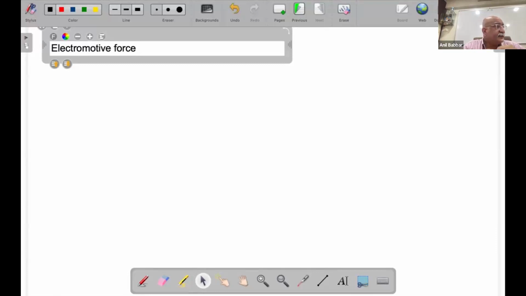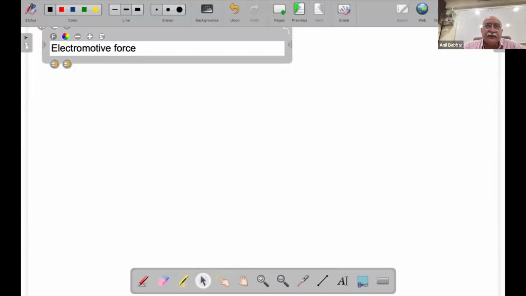Cell hai, jaise agar cell ke upar likha hota hai 1.5 volt. So 1.5 volt ka matlab hai ki that is amount of 1.5 joule of energy or 1.5 joule of work is done in moving a charge of 1 coulomb from one point to the other point inside a cell. This cell is kept in open, so then it is called the electromotive force.